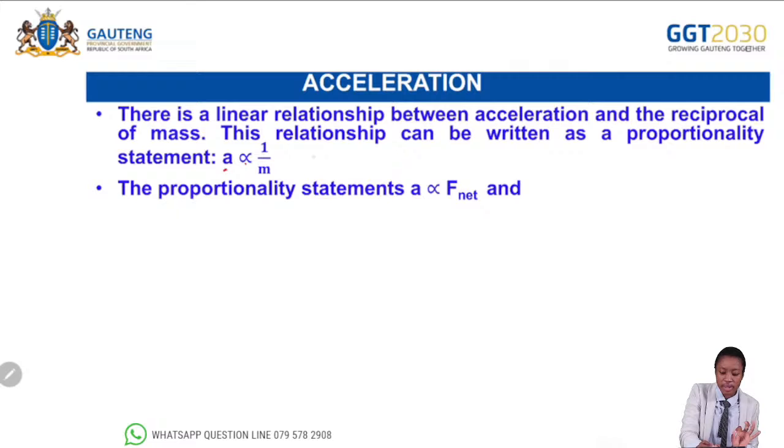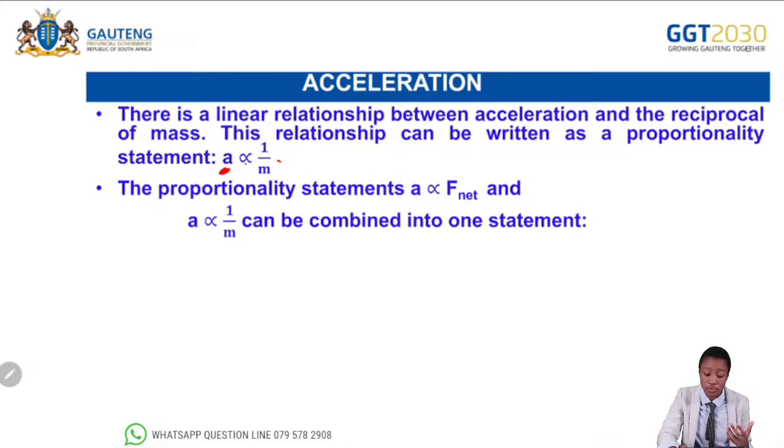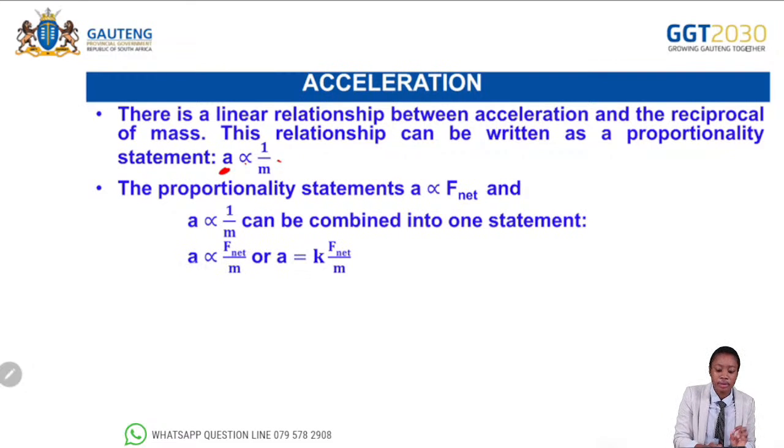What does this say? If acceleration increases, that means the mass has decreased. So if we increase the mass of an object, the acceleration of that object will decrease. So the proportionality statement that acceleration is directly proportional to the net force and inversely proportional to the mass can be combined into one statement: acceleration is directly proportional to the top part, which is the net force, but inversely proportional to the mass at the bottom.